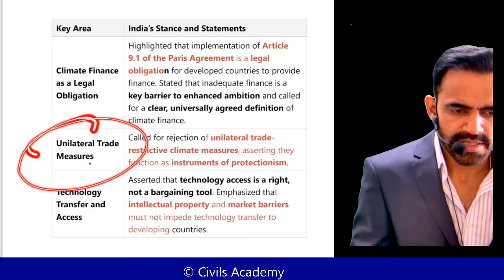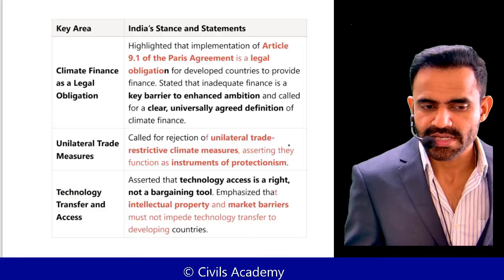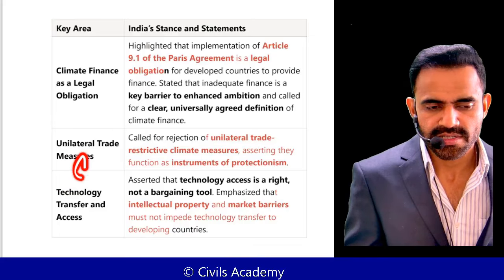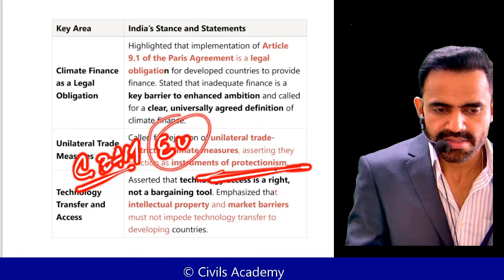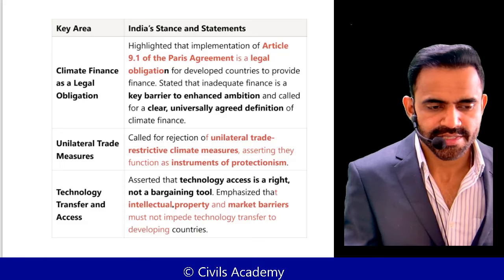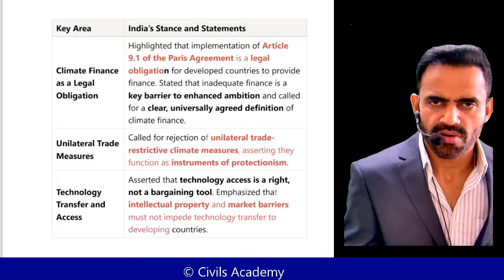And we have criticized the unilateral trade measures. Unilateral basically means one-sided. So we have discussed, for example, the carbon border adjustment mechanism (CBAM) by the European Union. This is nothing but protectionism. We have criticized it, and we have also emphasized technology transfer. Already discussed.